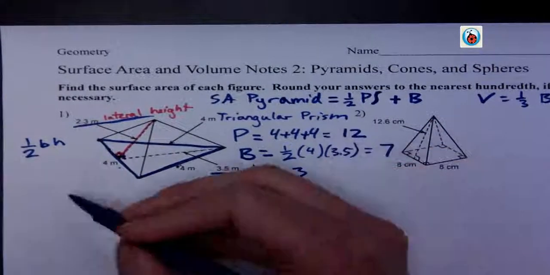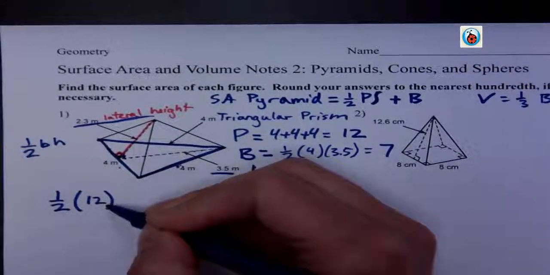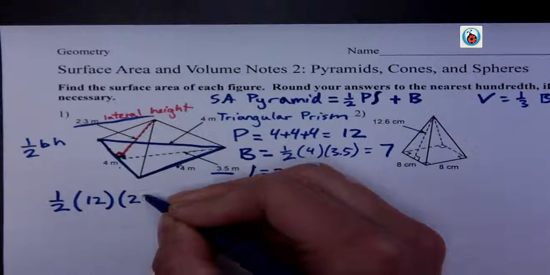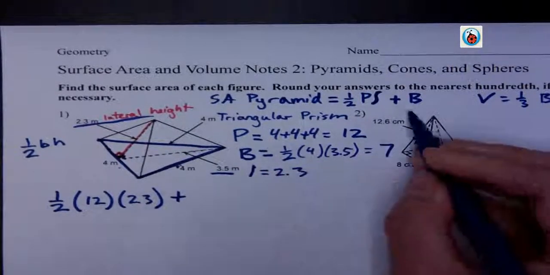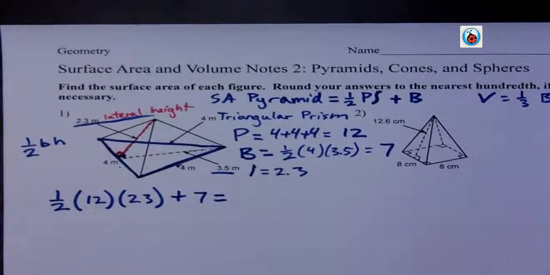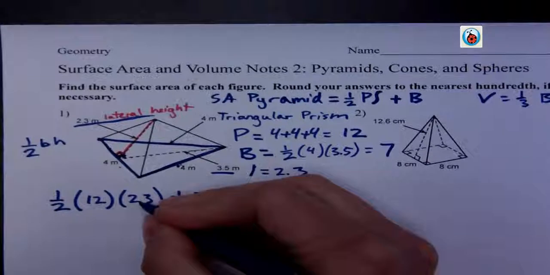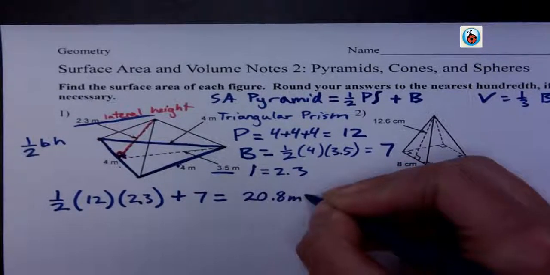So now I just plug it in to find surface area. So 1/2 of the perimeter, which is 12, times my lateral height, which is 2.3, plus the area of the base, which is 7. And that gives me 20.8 meters squared.